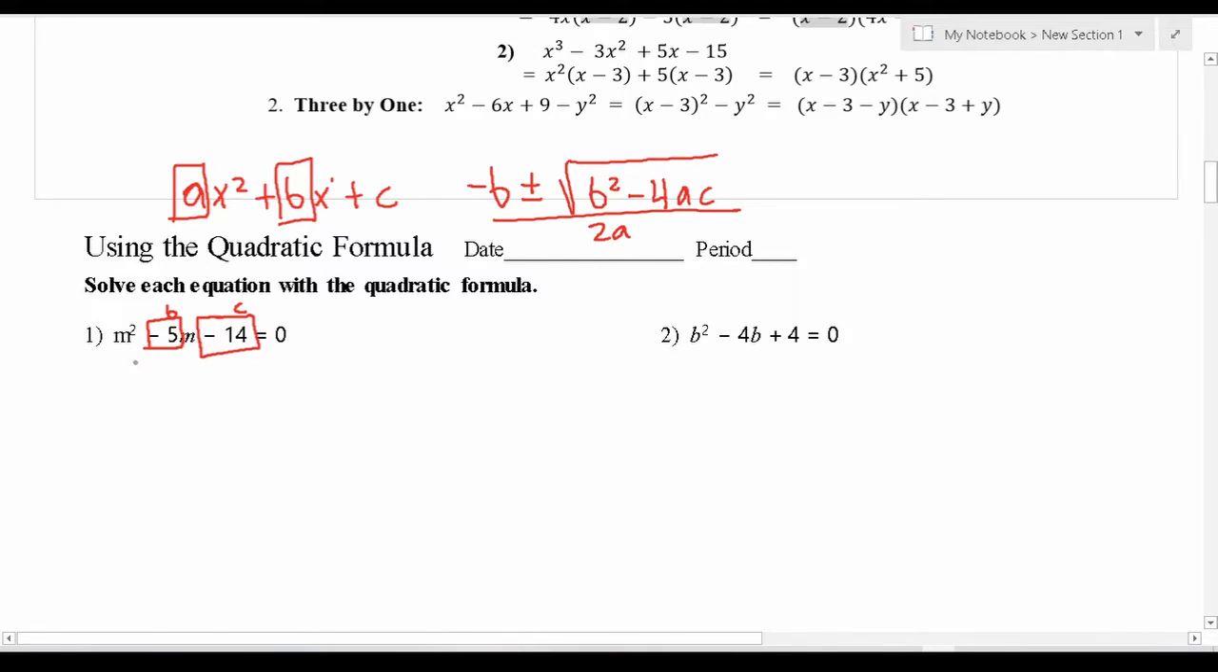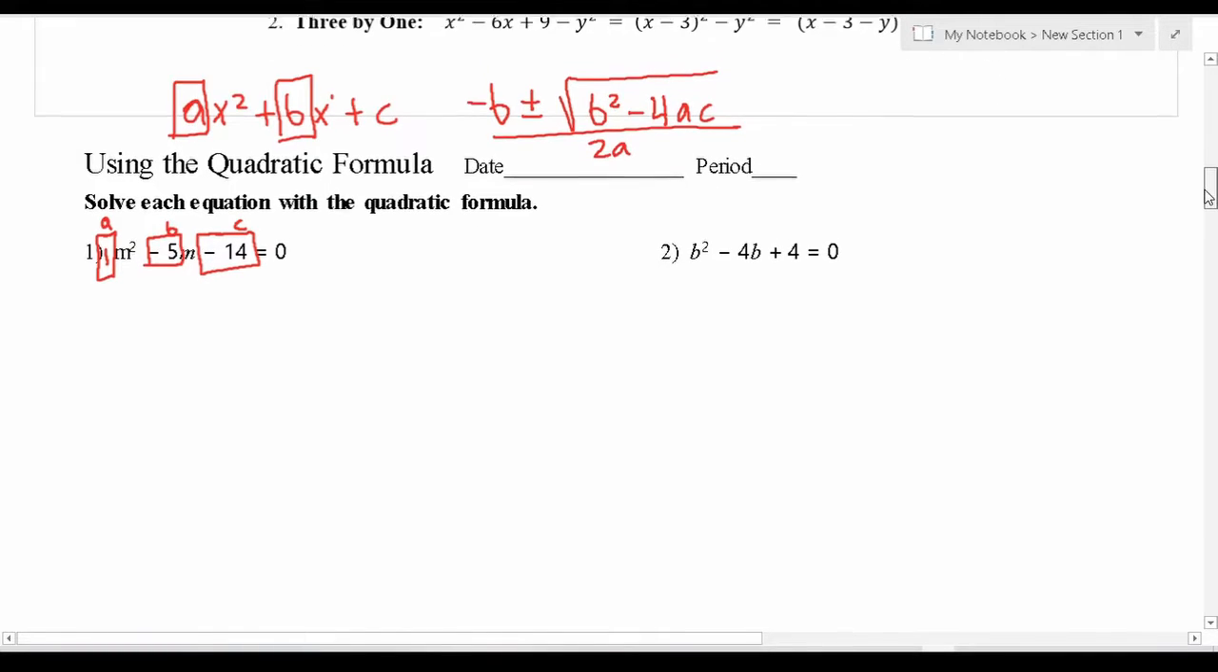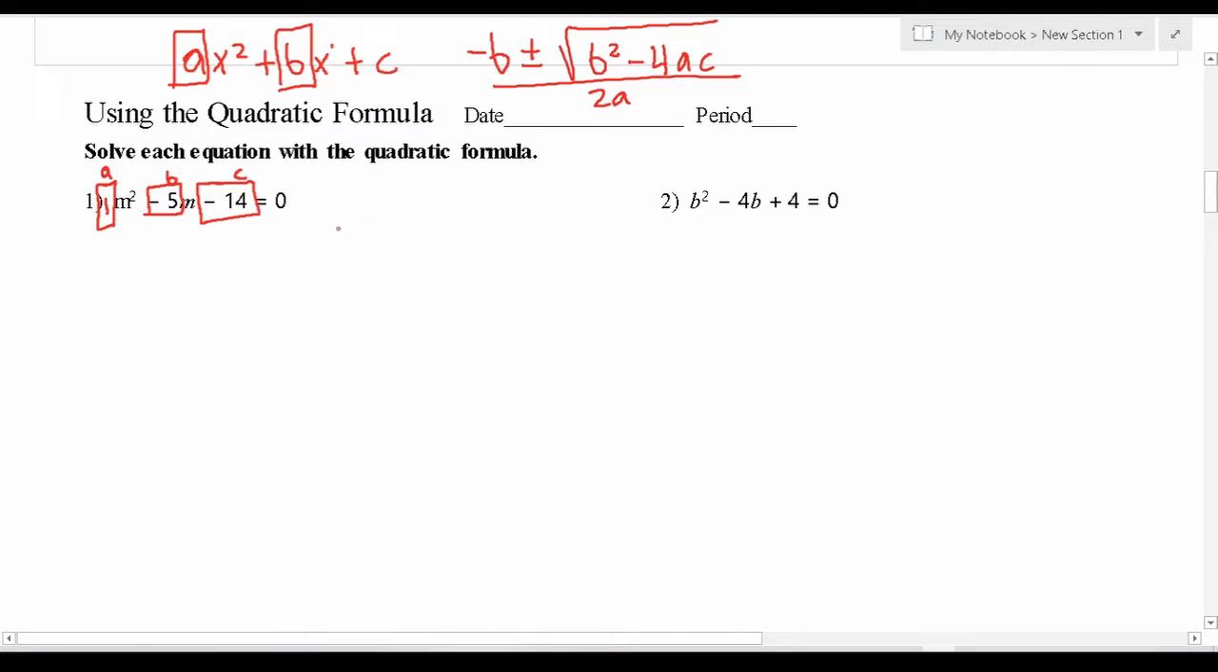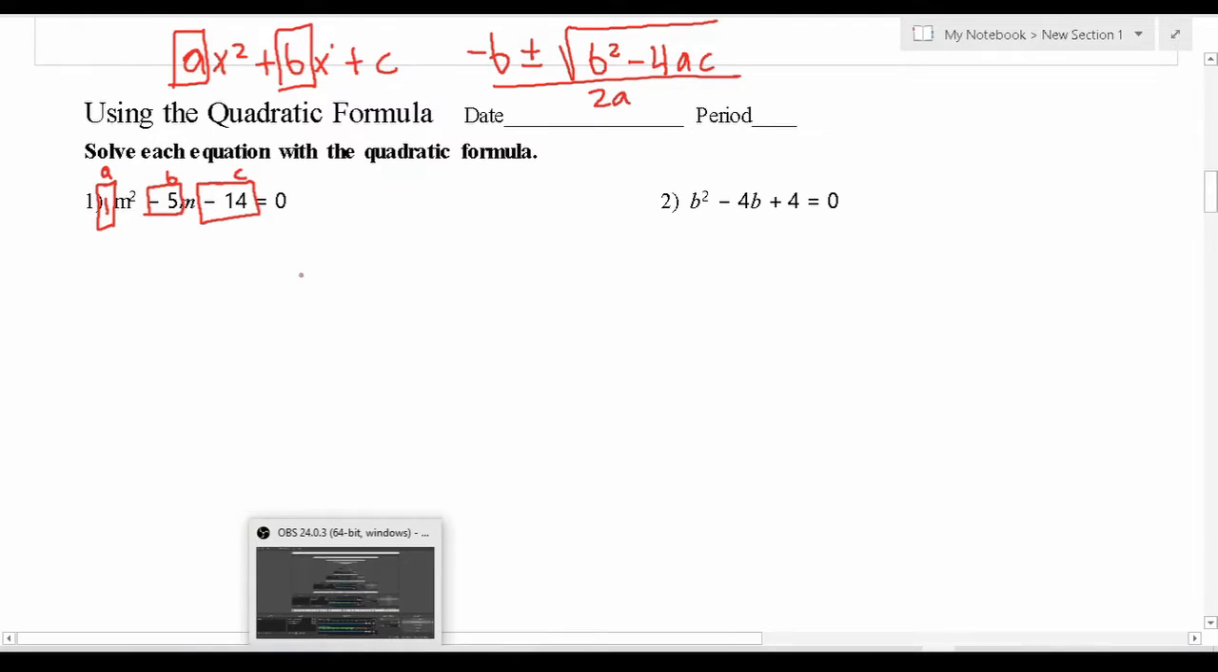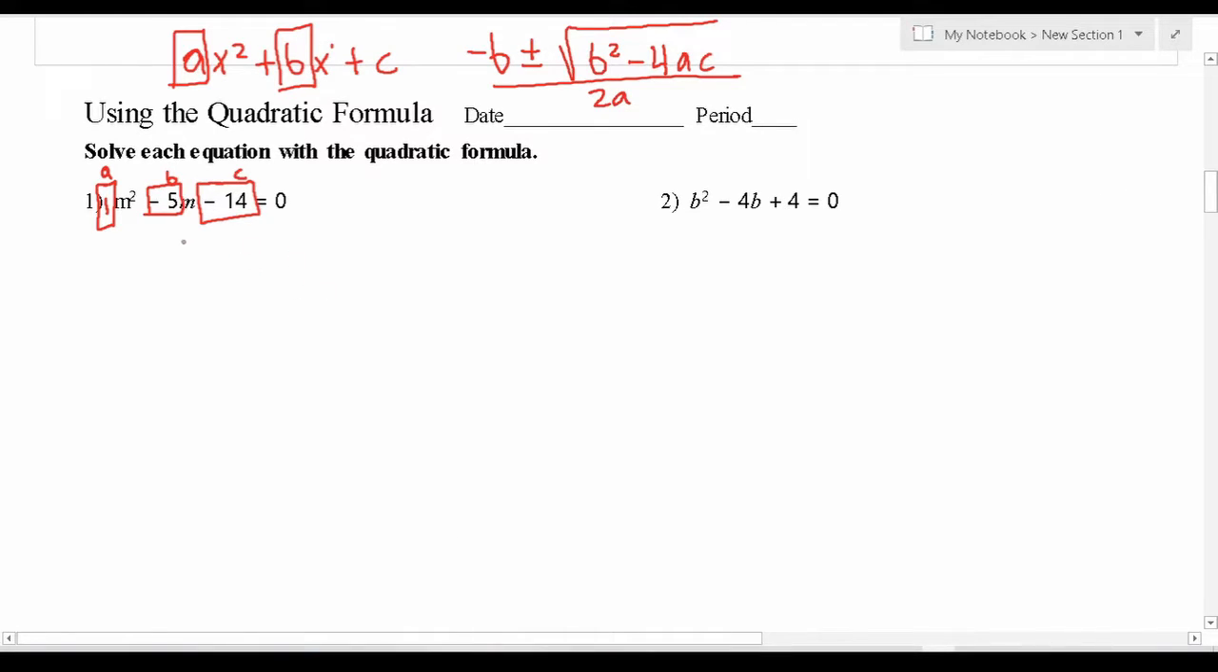But that said, we don't have a coefficient in front of m squared. Whenever you have no coefficient in front of the variable squared, you have to know that it's simply going to be 1, insofar as 1 times m squared is just m squared. So in this case, we know our a is going to be 1. With all those values identified, it's a matter of just plugging them into the quadratic formula and then solving accordingly.